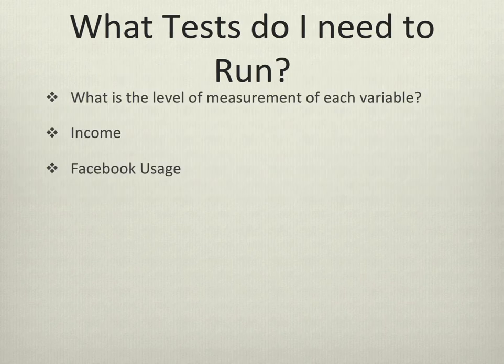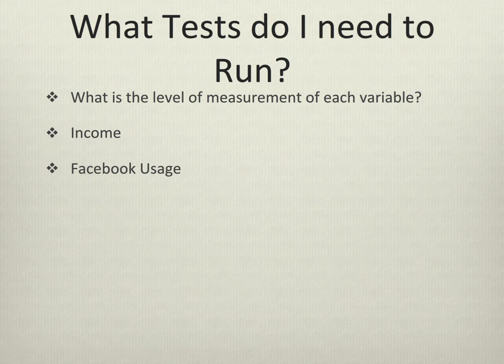So what tests do I need to run for my hypothesis? What are my tests of significance and my measures of association? In order to determine this, first I have to ask myself, what is the level of measurement of each variable? Income is grouped into categories, so it's ordinal, but the categories are of equal width, so it could be treated as an interval ratio level variable in theory.